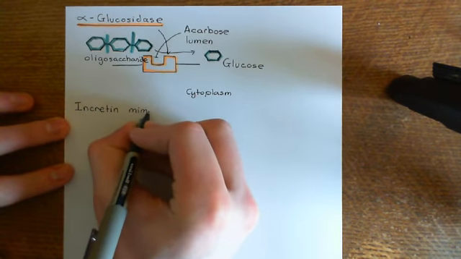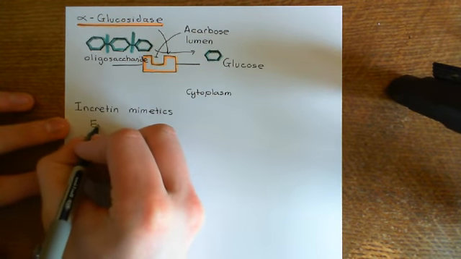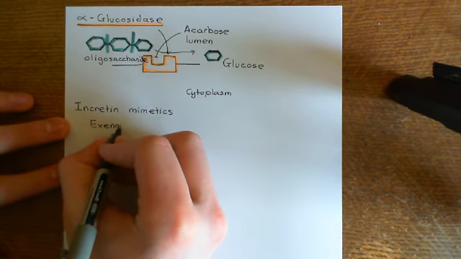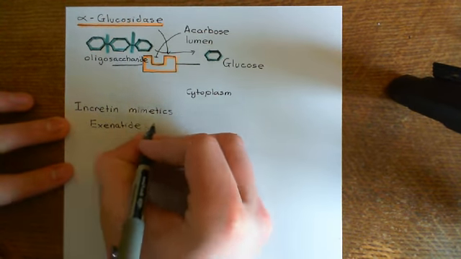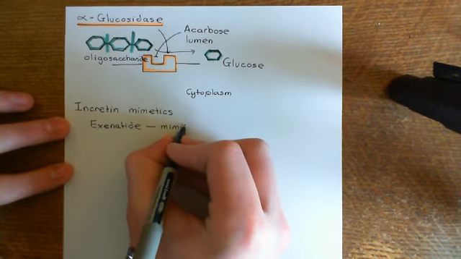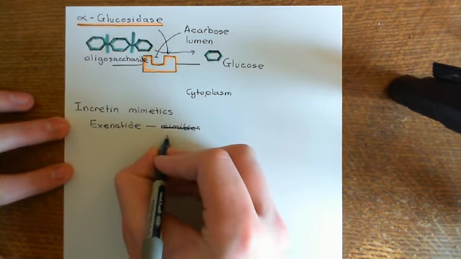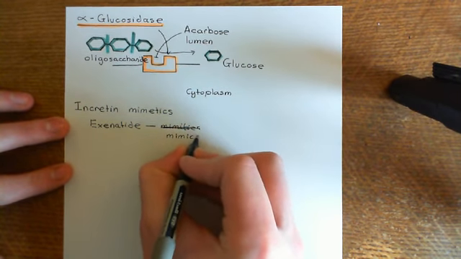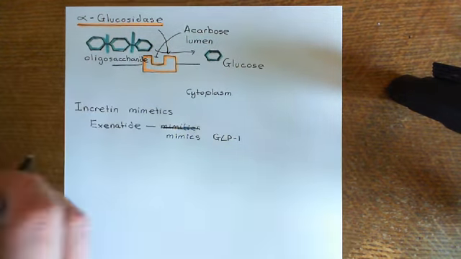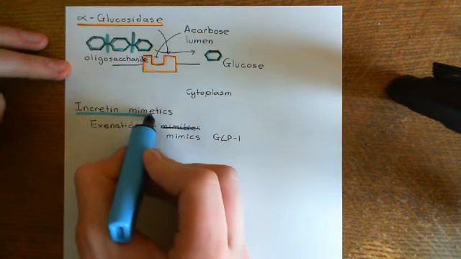Okay, now again, I've only got one example of an incretin mimetic, and that is exenatide, okay, which is a mimetic for glucagon-like peptide 1. So exenatide mimics glucagon-like peptide 1, GLP-1. Okay, so it does a similar thing to GLP-1. It will activate the same receptors as GLP-1.